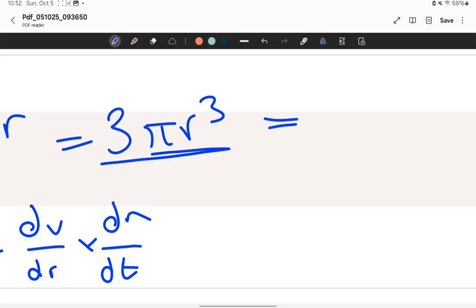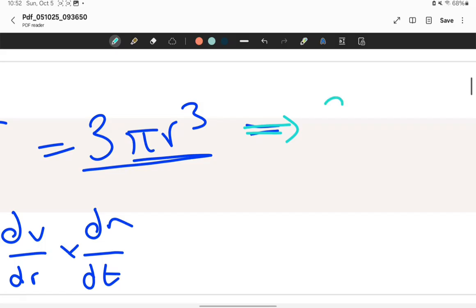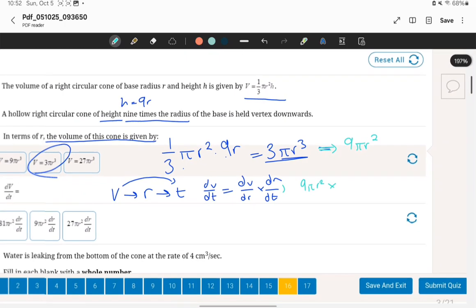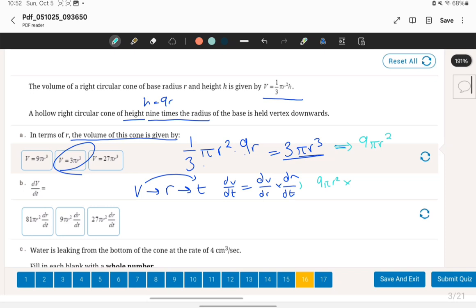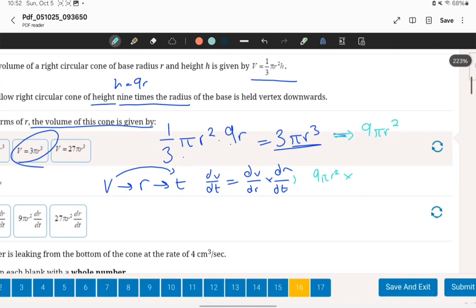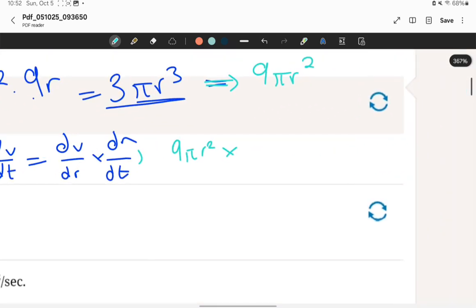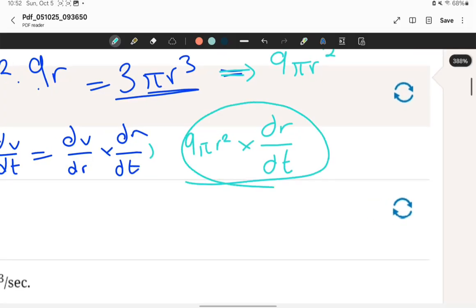So I'm going to do this in a different color to be more clear. Differentiating gives us 9 pi r squared. This is our dV/dr, so 9 pi r squared multiplied by dr/dt. They didn't tell us any rate, so they just wanted to keep it as dr/dt. So here we just write times dr/dt. In the end, it's just as it is, so we choose this answer.